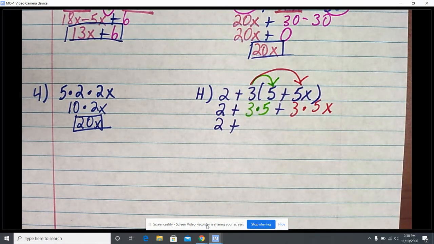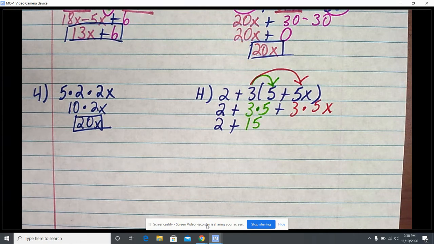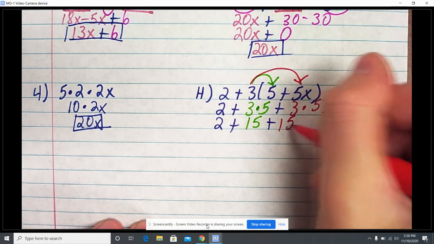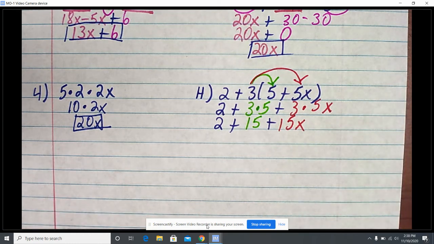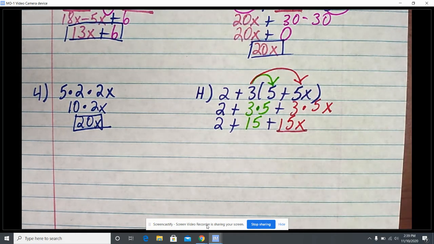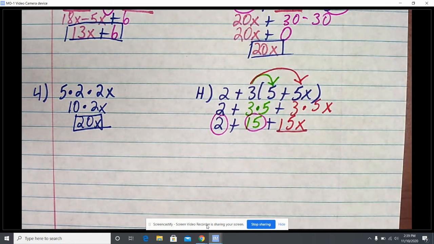So drop down my 2 plus 3 times 5, which is 15, plus 3 times 5x, which is 15x. Alright, underline any of my x terms. And there's only one with an x. And then circle my constants.